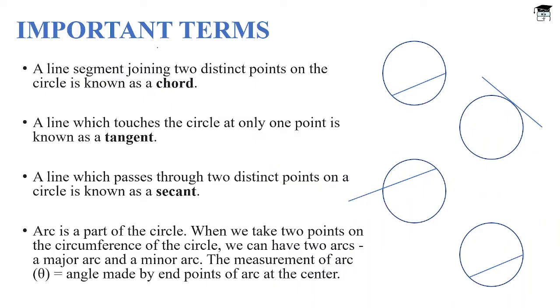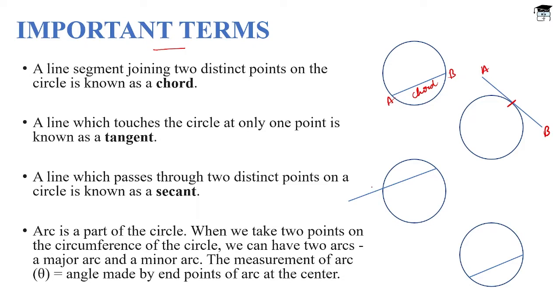Now you are already aware of these important terms, but let's just quickly go through all of them. The first one is a line segment joining two distinct points on the circle, known as a chord. The line AB is a chord. Second, a line which touches the circle at only one point is known as a tangent. The line AB here, which is touching only a point on the circle, is known as a tangent.